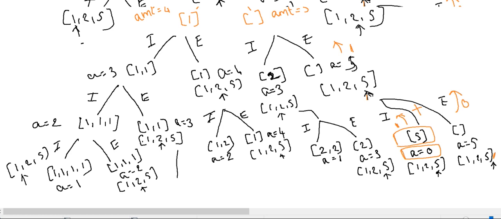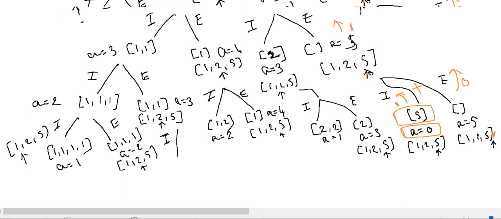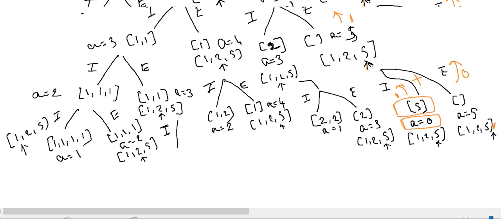Let's do include and exclude here. So here I'm going to do include, okay? My pointer is pointing to 2. So I will have elements 1, comma 1, comma 2. Amount will be equal to 1. My pointer will still be pointing at 2. When I do exclude, I will have 1, comma 1. My amount is 3 and my pointer is at 1, 2, and 5.